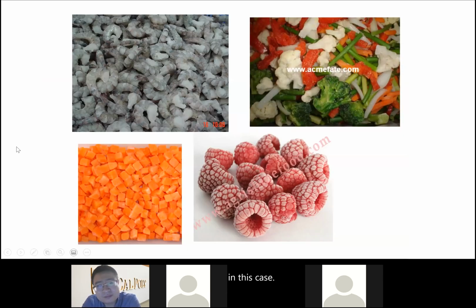A few food products made by fluidized bed, for example, shrimp, right? Shrimp is one of the perfect products for the fluidized bed, because if we don't cool down shrimp very fast, due to its very high protein content, it will deteriorate or have an unpleasant flavor in a very short period of time, right? We can also use it for cauliflower, broccoli, green beans, and a lot of other vegetables.